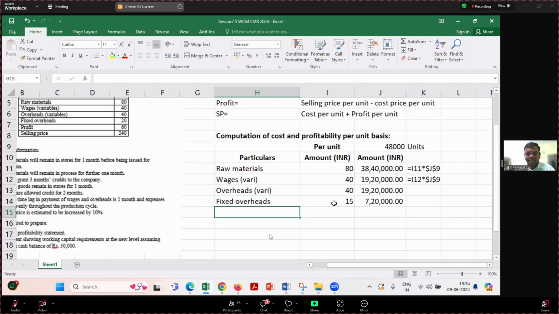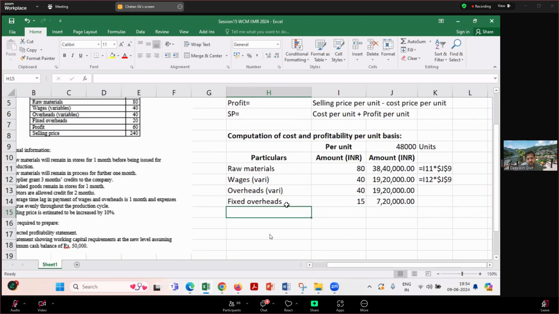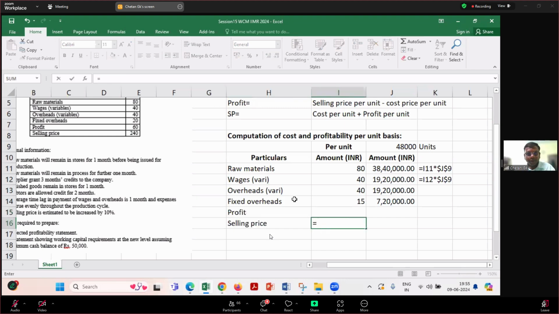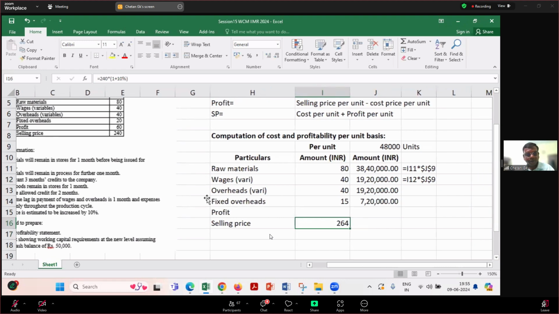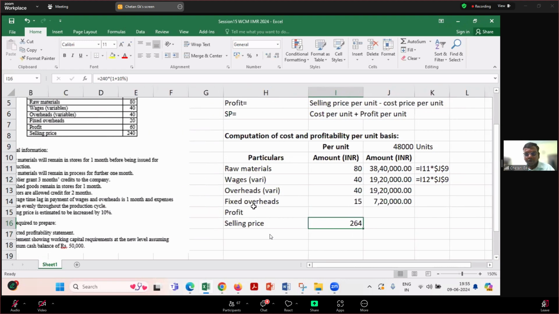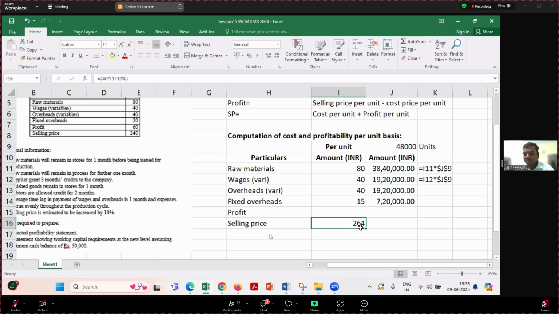So next comes the profit. Before profit, we should also fix the selling price. The old price is 240, and you have to multiply that with 1 plus 10%. You get 264. Why is it 264 now? Because the selling price is going to increase by 10%. That is the reason we did this.